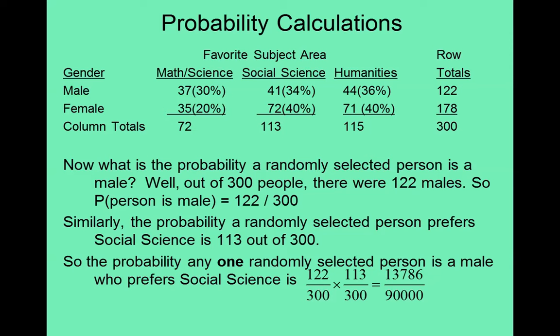So the probability any one randomly selected person is a male who also prefers social science, if the events are independent, would just be the product of those two values, 122 divided by 300 times 113 divided by 300, which equals 13,786 over 90,000.